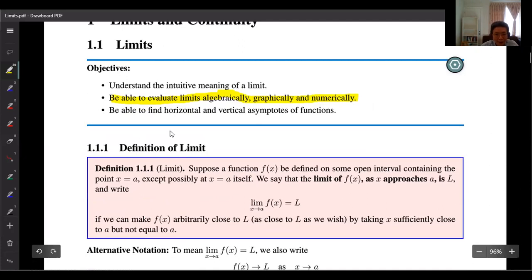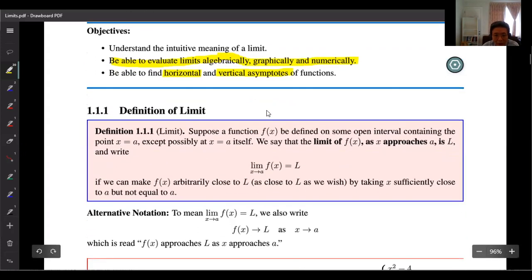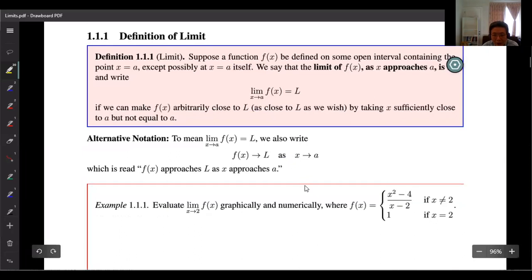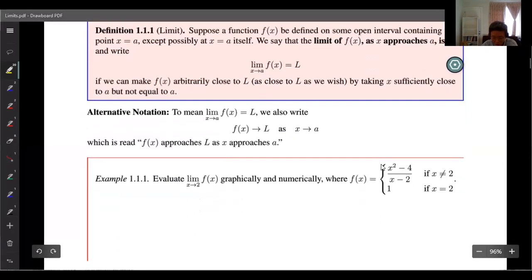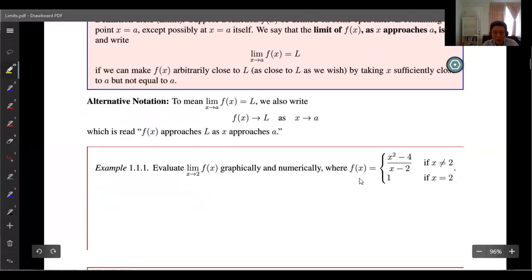When we talk about this concept of limit, there are two other related concepts you may already have learned from pre-calculus, called asymptotes. First, let's introduce the intuitive or informal definition of limit. Let's look at an example to show this idea.